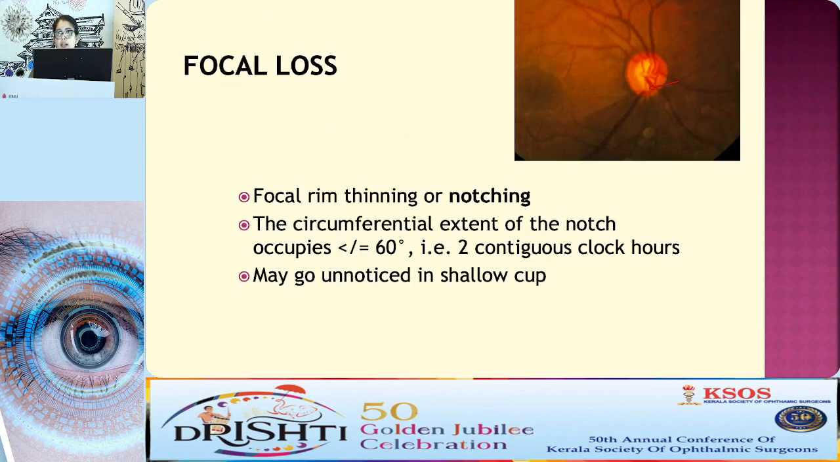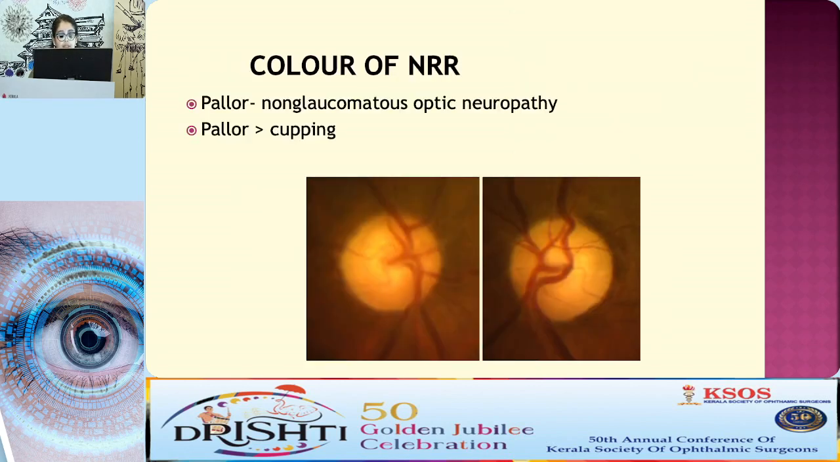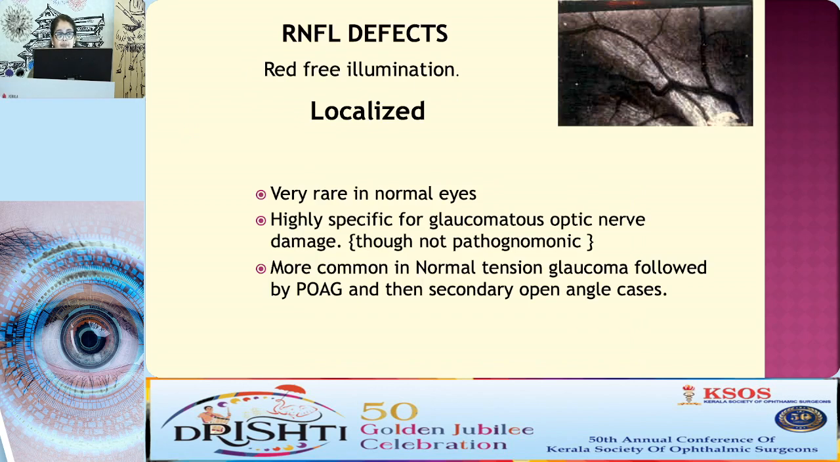Focal loss is a characteristic notching. We have to look out for it, especially in a shallow cup. Then only we sometimes see notching. And in a deep cup it is easy, and usually again in the inferotemporal and supratemporal aspect we see notching. Color is very important. Any pallor of the neuroretinal rim, think outside glaucoma. Usually a neurological cause has to be suspected. The retinal nerve fiber layer, never forget the RNFL. You can beautifully see the defects of RNFL if you look for it under red free, and a localized RNFL defect is highly specific for glaucomatous optic nerve damage.